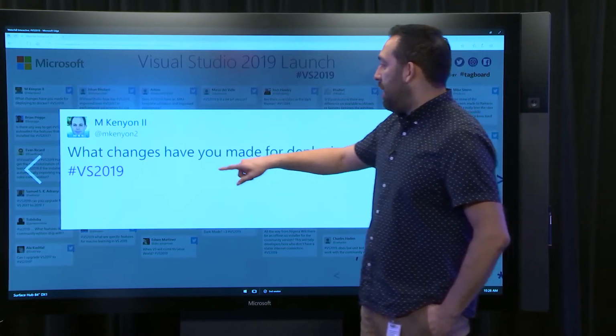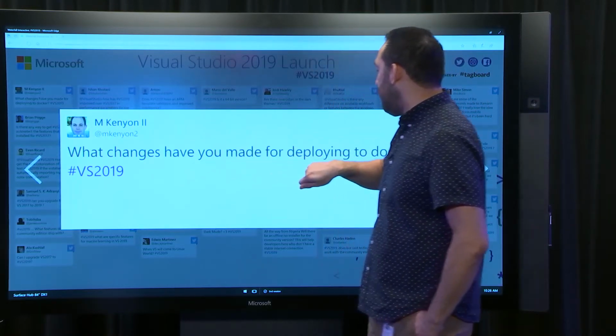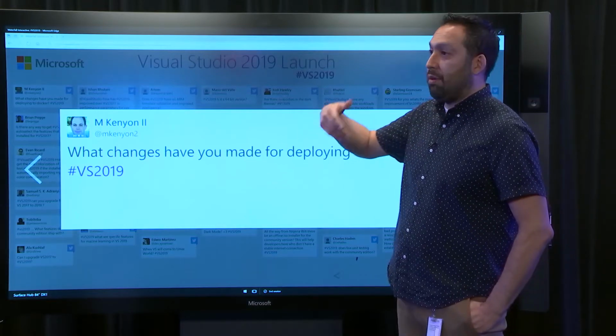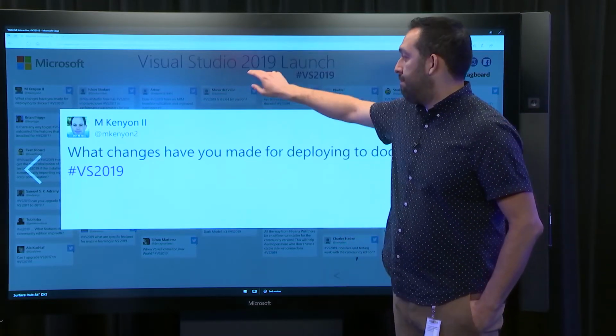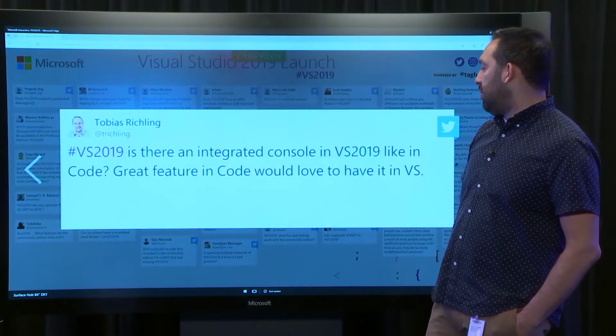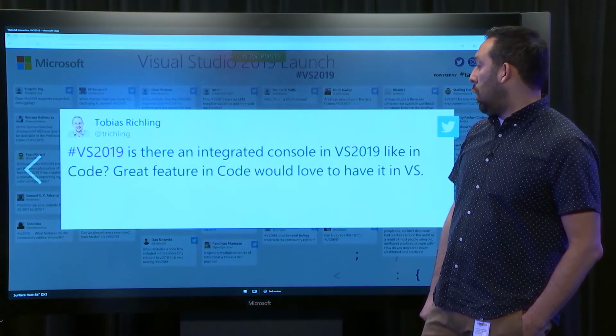Okay, so from M. Kenyon II, what changes have you made for deploying to Docker in VS 2019? You mentioned something a little bit about that. Yeah, we've improved a lot of the ASP.NET publish experience, so you can go and deploy directly to a Docker container. We've made it easier to discover a Docker container that you might want to attach to, things like that.